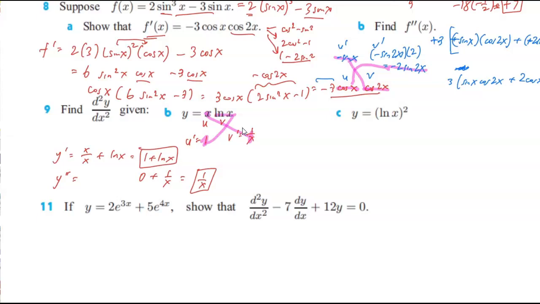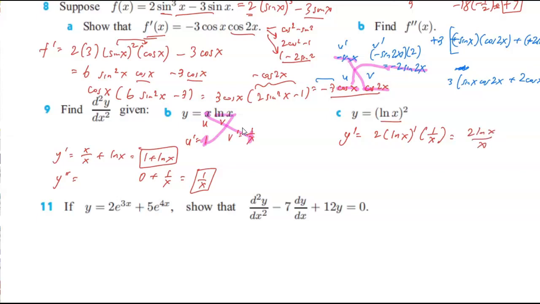C, if I have y equals natural log of x squared, this is a function inside of a function. So the first derivative would be the outside function. Inside function remains the same. Exponent goes down to 1. Derivative of the inside function is 1 over x, so 2 natural log of x over x.